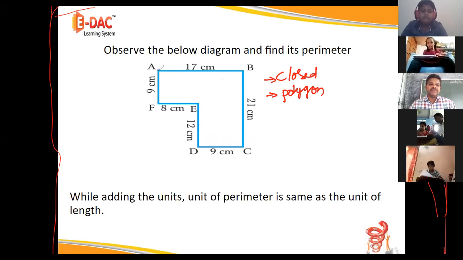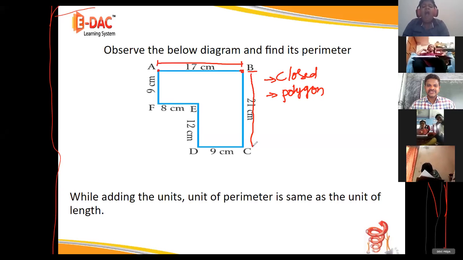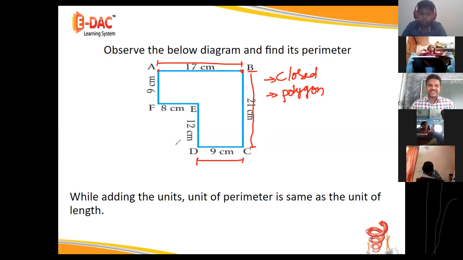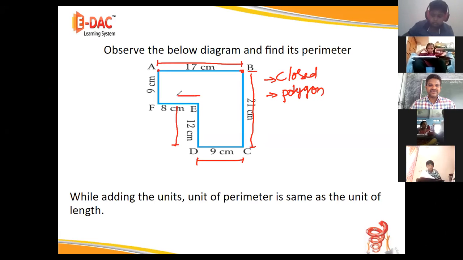You just start from A and B. How much distance? From A to B, 17 centimeters. From B to C, 21 centimeters. From C to D, 9 centimeters. From D to E, 12 centimeters. From E to F, 8 centimeters. From F to A, see how many line segments are here?